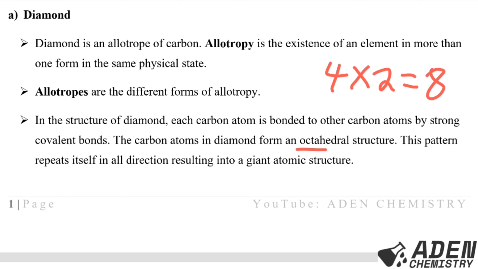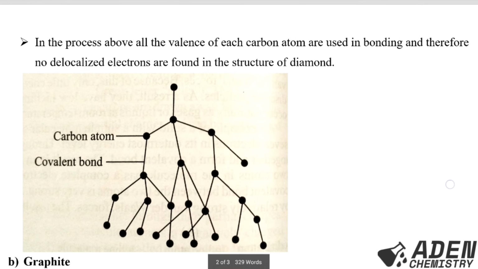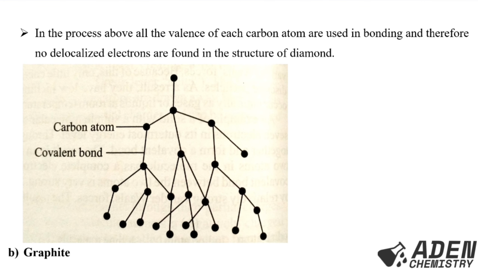or giant atomic structure. So next, in the process, all the valence electrons of each carbon atom are used in bonding, and therefore no delocalized electrons are found in the structure of diamond. So for that reason, diamond will not conduct heat and electricity because of the lack of delocalized electrons in its structure. So this is the structure of diamond. During the exam, they can draw this structure for you and you are told to name allotrope A and allotrope B. So you have to know the structure of diamond from the structure of graphite.